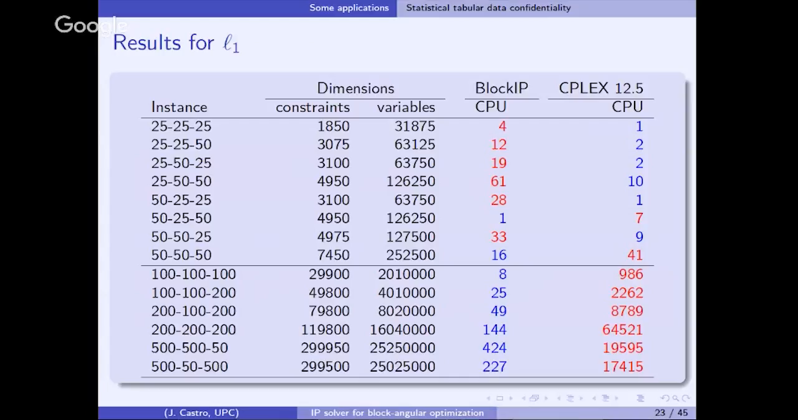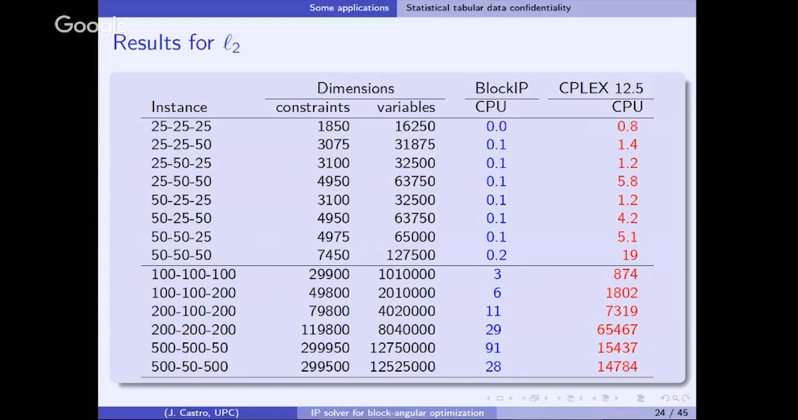You see, there is a big gain by using conjugate gradients in combination with Cholesky. The results for the L2 distance, the Euclidean distance, are even better. Why? Because, as I told you, quadratic problems are better for conjugate gradients. And these are the results. The size of the problems is the same. And you see, this problem with 100 million variables and this number of constraints was solved in 28 seconds.